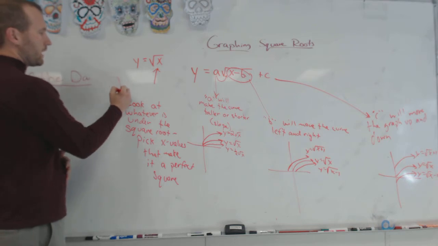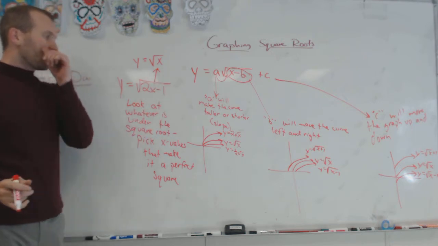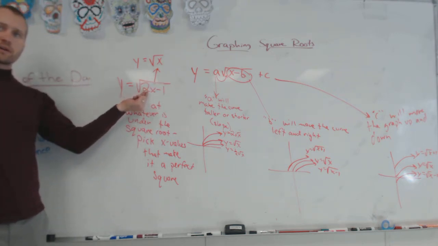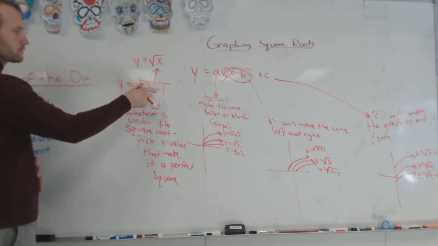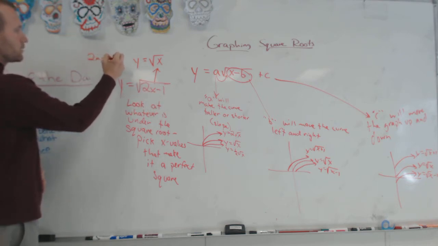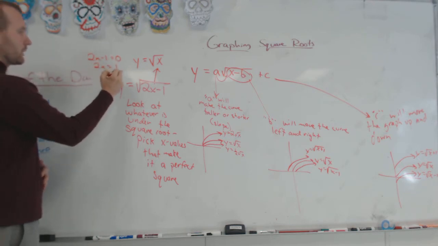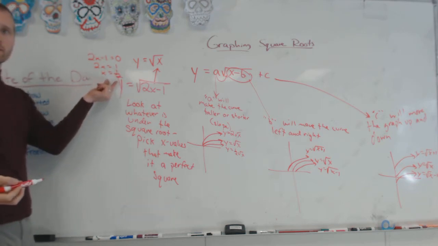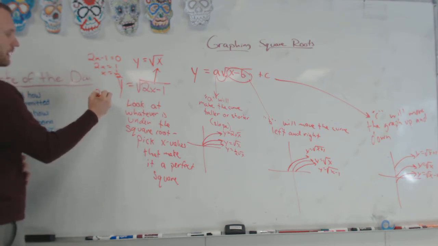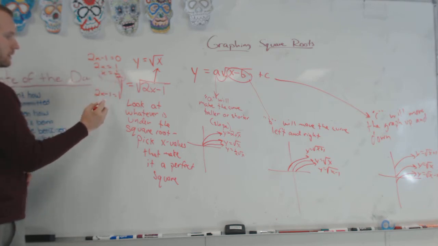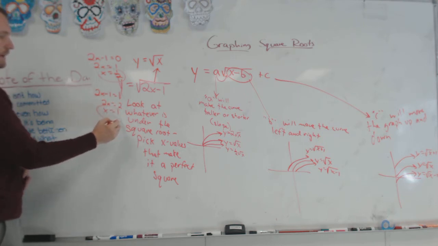So if I'm graphing y equals the square root of 2x minus 1, I have to pick x values that are going to make perfect squares. So I'm thinking, okay, I want this to be 0. 2x minus 1 equals 0. So 2x equals 1, x equals 1/2. That's going to be my first x value. Now I want this to be 1. 2x minus 1 equals 1. Add 1, 2x equals 2. X equals 2 divided by 2. This is my second x value.